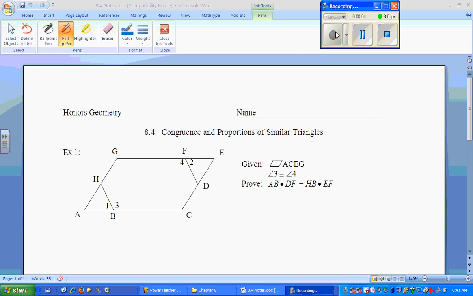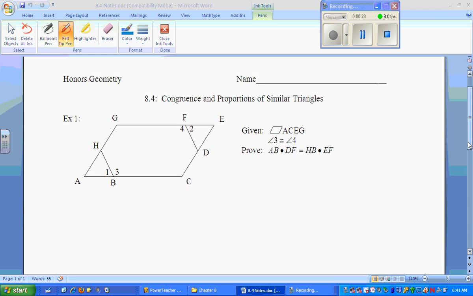Good morning. This is lesson 8.4. We're going to be taking what we did the previous day on proving two triangles similar, and we're going to make an extension of that. So we're going to expand our proof here. Should be excited because this is the last one that we will do for the semester currently.